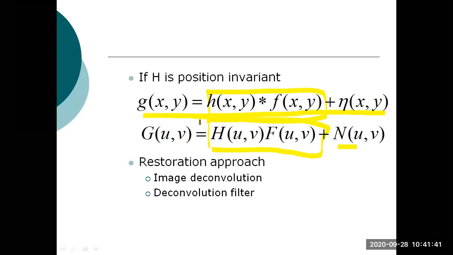So I will show again the block diagram, so from that we can be clear. After degradation and addition of noise, we have to use the reverse, that is the deconvolution filter H again. From that we can get our original image, which is called the restored image. So in the restoration approach, there are two functions used, image deconvolution and deconvolution filter. I will show the block diagram again.